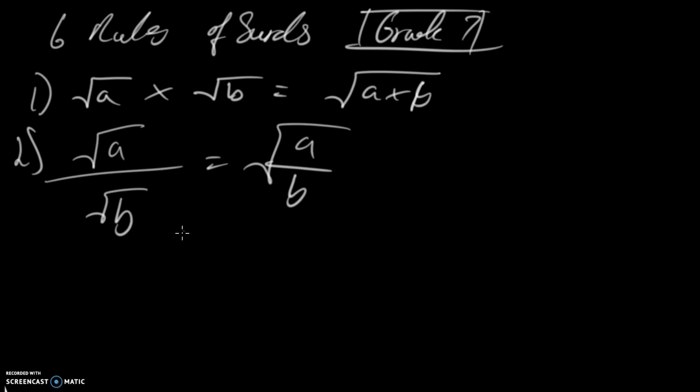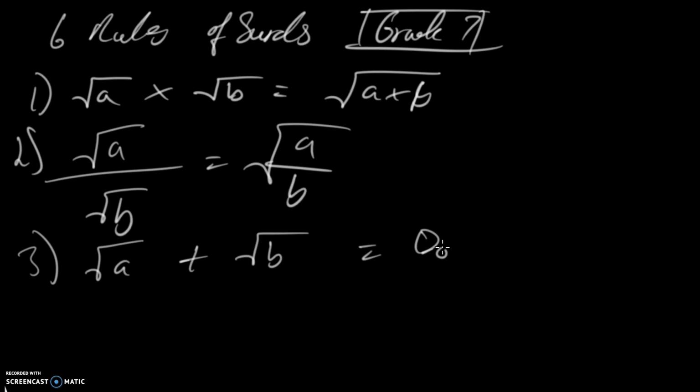Now rule number 3. Root a plus root b is not possible. We do nothing. Well, it is possible, but just do nothing. Do not write root of a plus b. Right? Let's make some space.